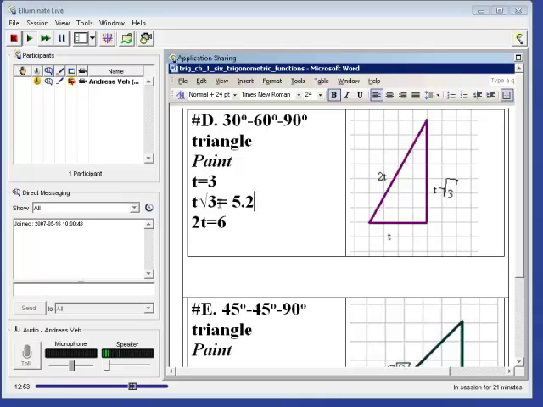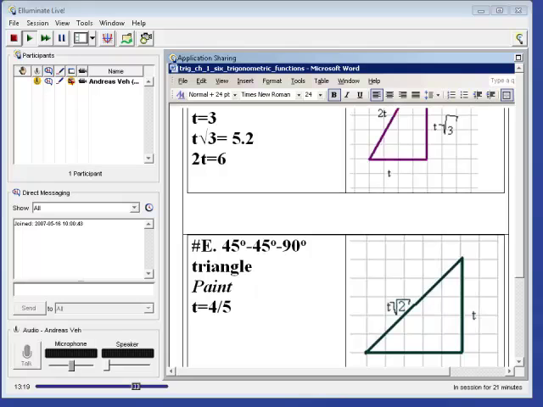Next problem, which says find the remaining sides of a 45, 45, 90-degree triangle if the shorter sides are each 4/5. So what we have on this one here is t equals 4/5. Well, it means also the adjacent as well as the opposite, both are t equals 4/5.